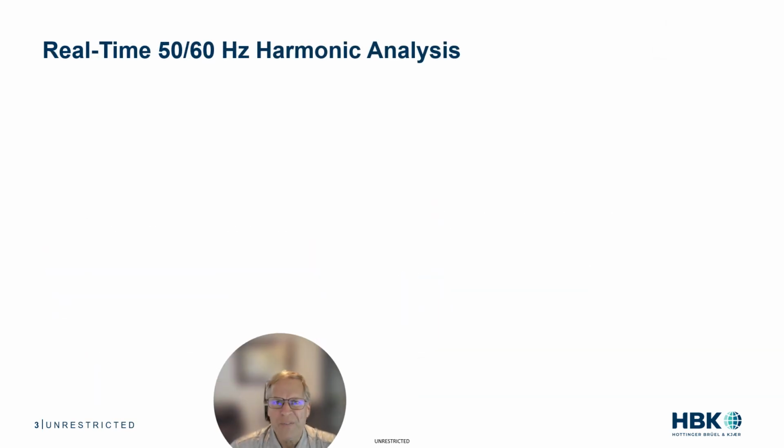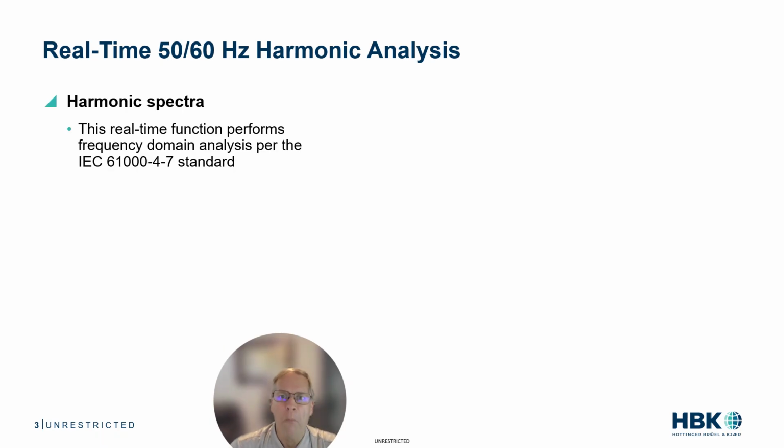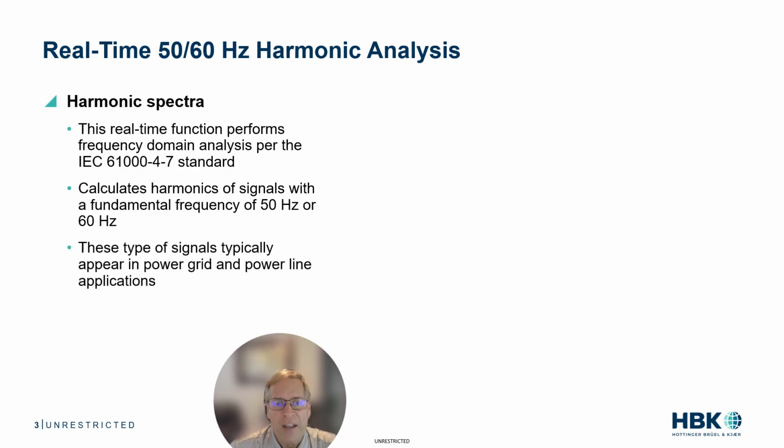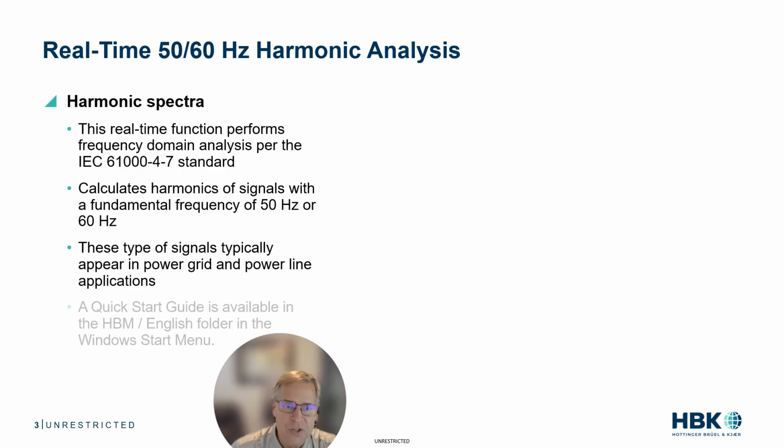We are going to focus more on the automated real-time functions in this video, starting with the 50-60 Hertz harmonic analysis function, harmonic spectra. This is a real-time function that performs frequency domain analysis per the IEC 61000-4-7 standard. It calculates harmonics of signals with a fundamental frequency of 50 or 60 Hertz. In fact, these types of signals typically appear in power grid and power line applications.